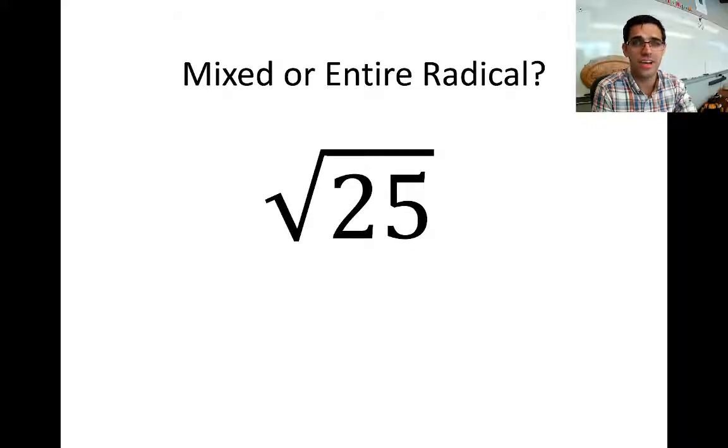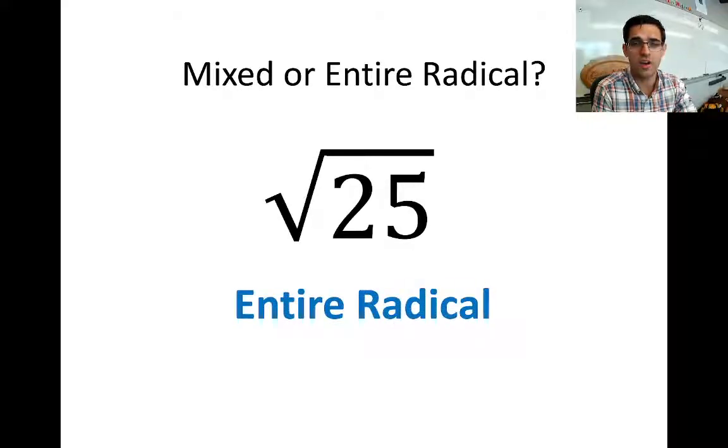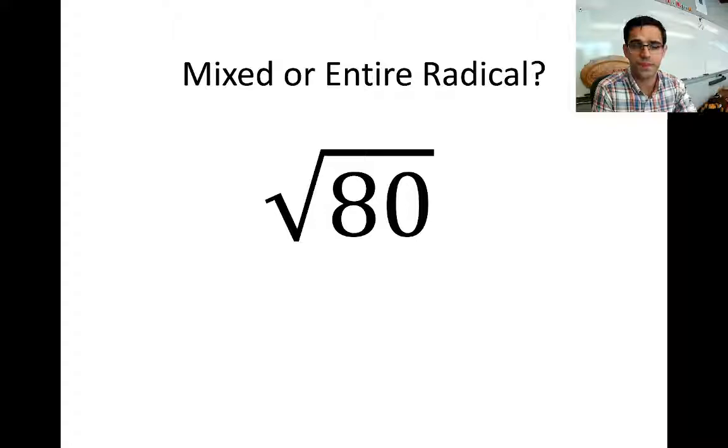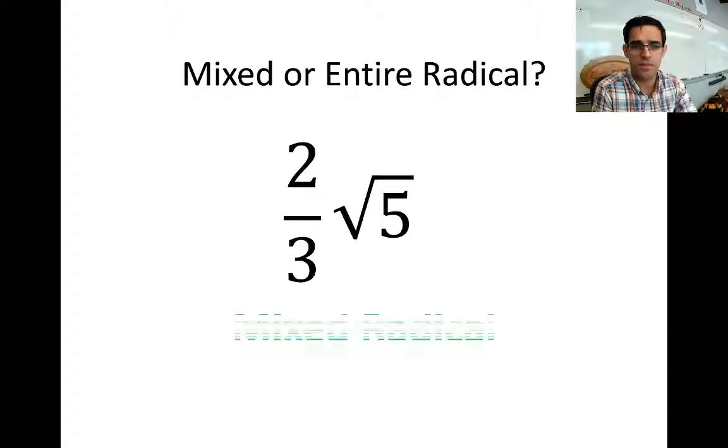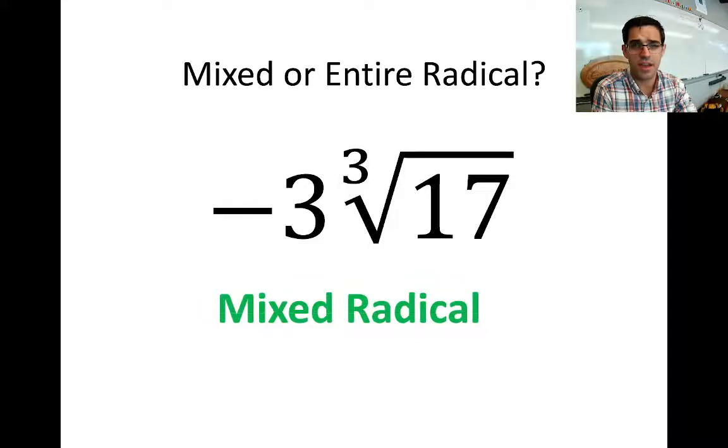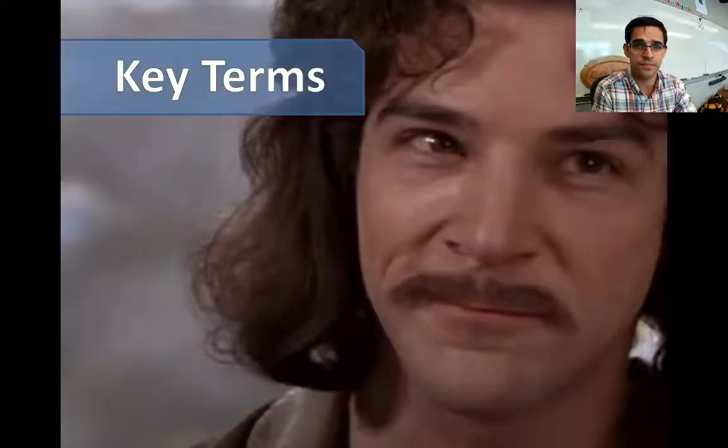This one is an entire radical. 25 is all in the radicand. 80 is the entire radical. It's all in the radicand. Mixed radical, we have a fraction times our square root. Mixed radical, we have a negative number times a third root.